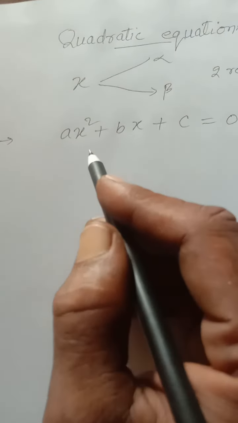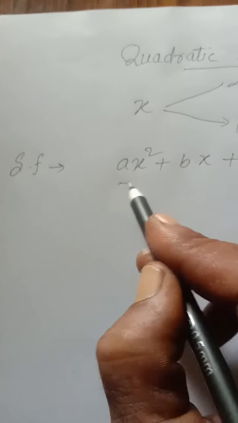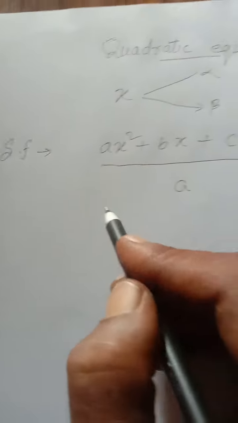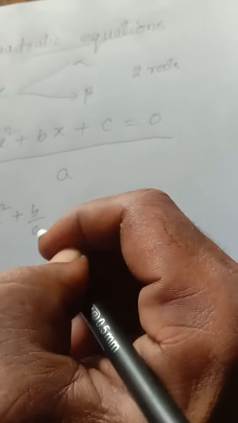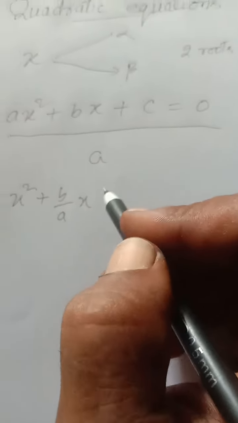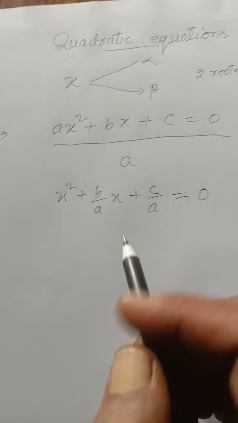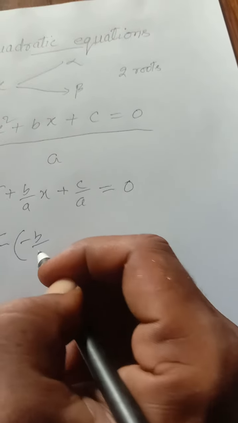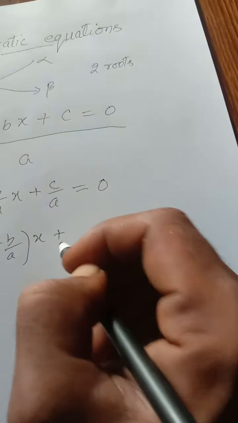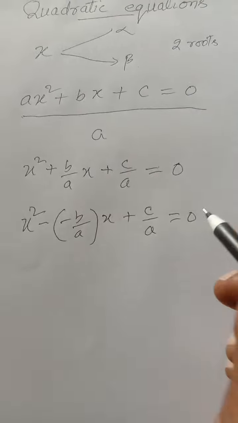I'm telling you, first of all, let's divide this standard form by a. By dividing the standard form by a, we get x square plus b by a x plus c by a is equal to 0. Further, it can be written as x square minus b by a into x plus c by a is equal to 0, right?